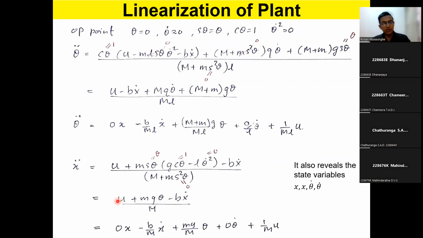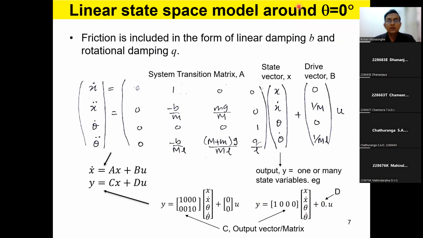Again, if you separate the variables, there's no x, so 0x. What about x dot? Yes, we have b over capital N. And what about theta? Yes, we have theta. What about theta dot? No, we don't have theta dot. Do you have u? Yeah, we have u also. Now we have two equations, theta double dot and x double dot. Now they are all linear. You can write down the linear state space model. There you are. This is the linear state space model. X dot, theta dot.